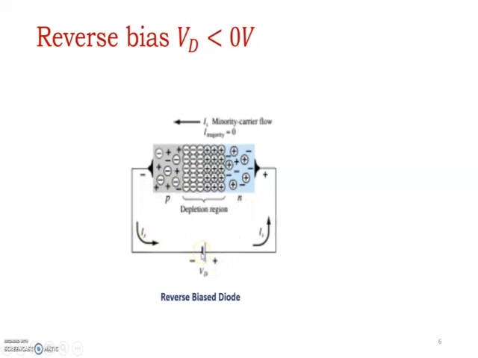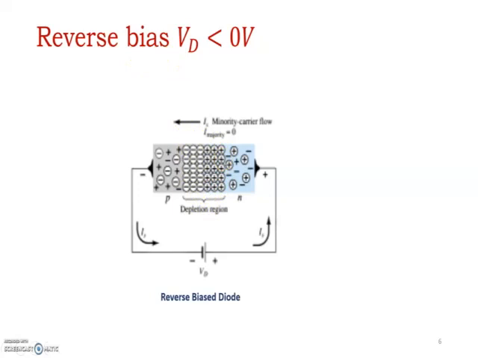So what happens is the electrons from the N side will be attracted towards the battery positive. Similarly, holes from the P side will be attracted towards the negative of the battery. Thereby what happens is depletion region width widens. More charge carriers go away from the junction. So depletion width gets increased. So when reverse biased, depletion region width gets increased. So further diffusion is not possible, right?